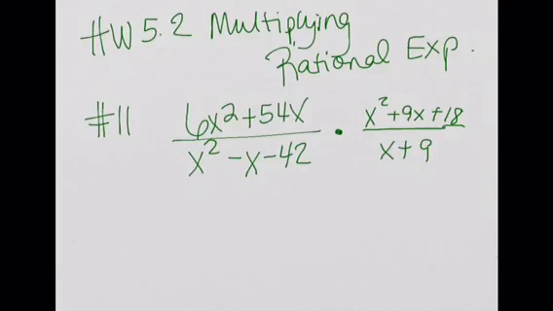Okay, so here is homework 5.2, multiplying rational expressions, and this is number 11. So if I look at number 11, I have two fractions. They are being multiplied. So what I'm going to do is turn it into one large fraction. I'm going to put the tops in parentheses, and I'm going to put the bottom in parentheses.